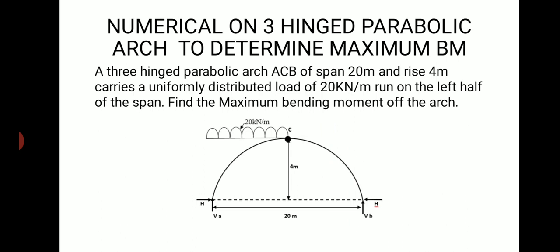It is subjected to a uniformly distributed load of 20 kilonewton per meter on the left half of the supports, which means the span of the load will be 10 meters. We are supposed to find out what is the maximum bending moment on the arch.